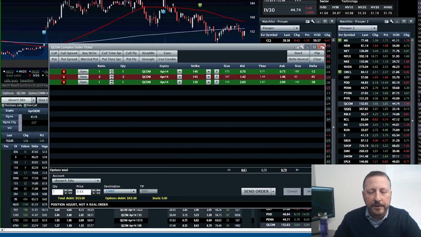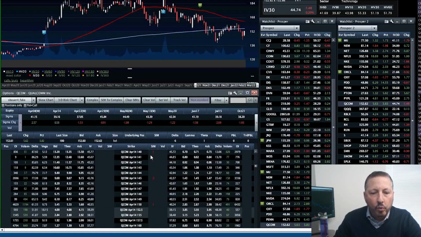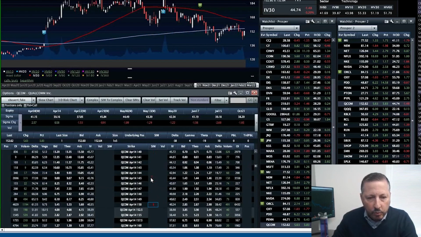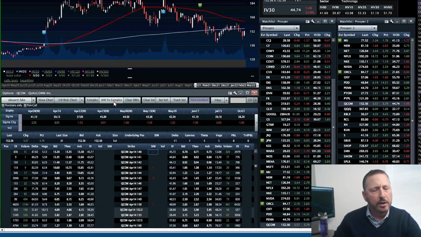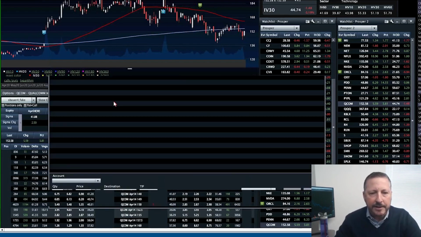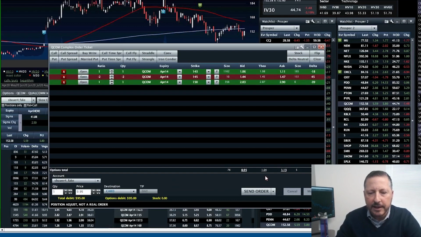But in the case of the broken wing butterfly, we might do something like this. Rather than the 150, 145, 140, we might do the 150, 145, so that's $5 wide, but then on the short side, maybe only do the 143. So what's going to happen if we tighten that up on the short side? Well, it's going to make this more expensive, first of all. You can see the price of the spread went up by about 40%.